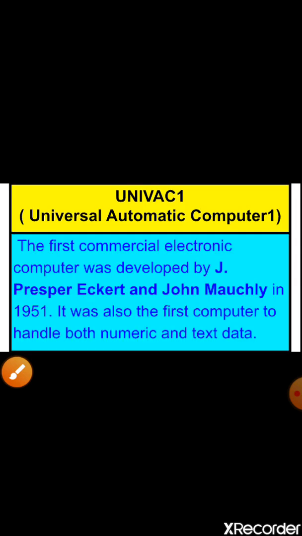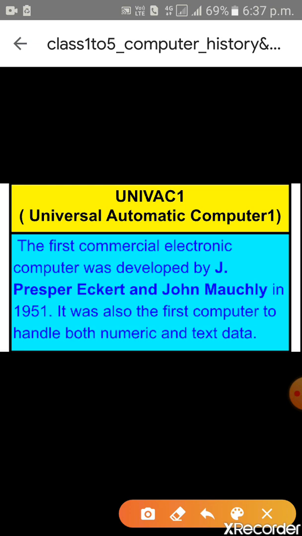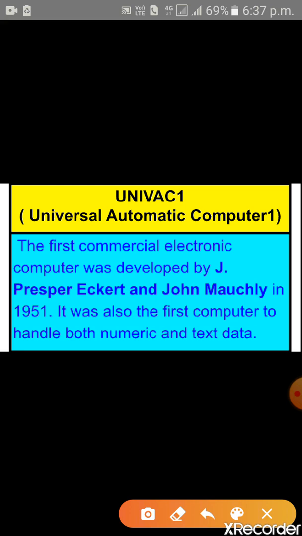Next is UNIVAC I. The full form is Universal Automatic Computer I. It is the first commercial electronic computer. It was developed by J. Presper Eckert and John Mauchly in 1951. It was also the first computer to handle both numeric and text data.